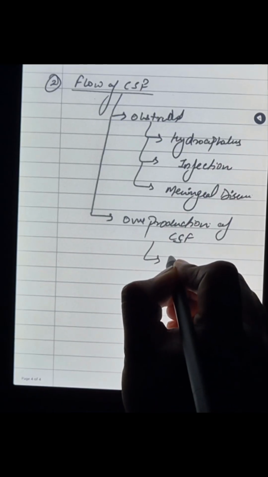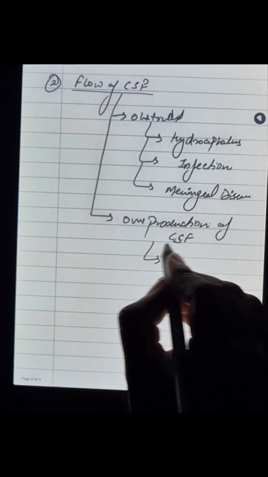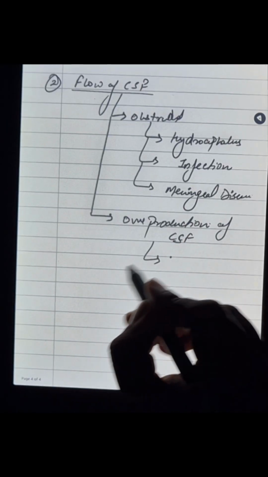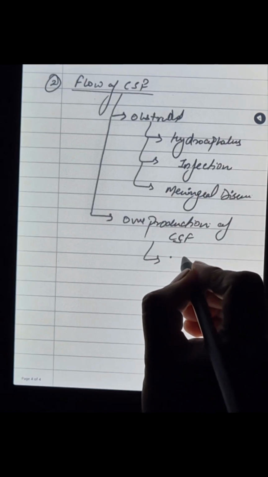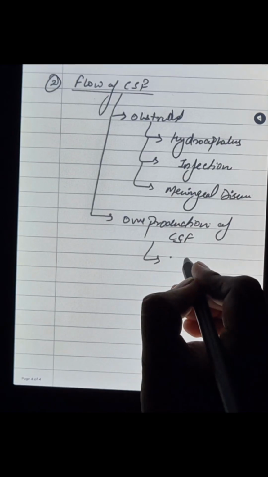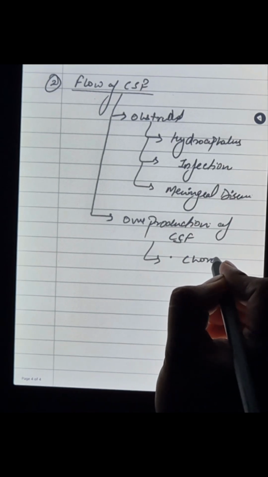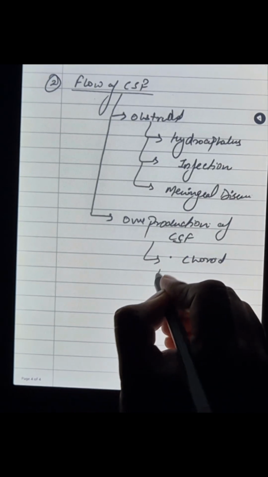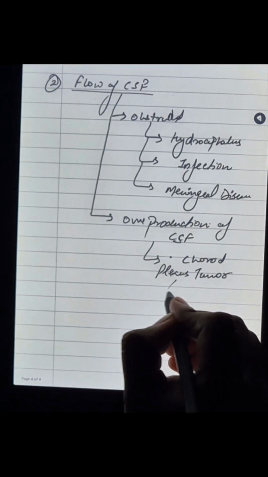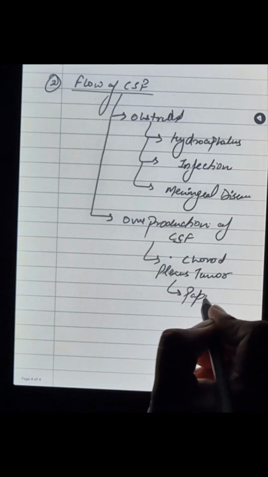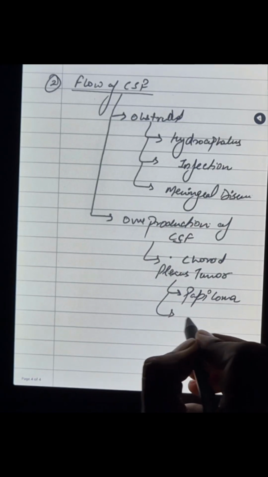Overproduction of CSF includes, number one, as we all know, the CSF is formed in the choroid plexus. So any tumor in the choroid plexus will cause overproduction of CSF. For example, choroid plexus tumor, including papilloma or carcinoma.